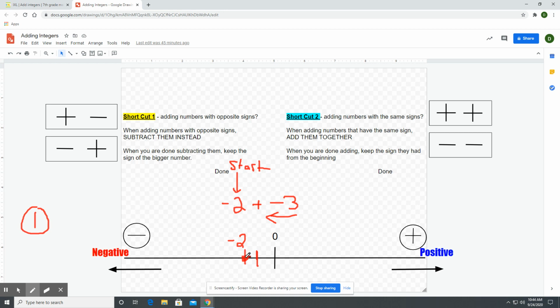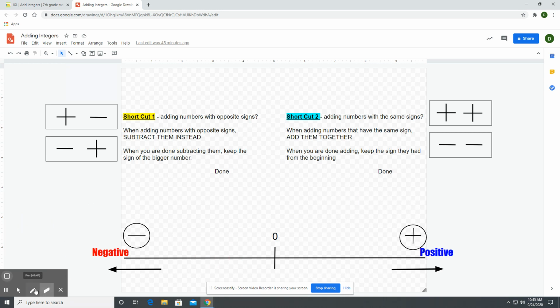Starting at -2, I'm going to go left 1, 2, 3, and see where I end up, which is at 1, 2, 3, 4, 5. So my answer to -2 plus -3 is -5. That's the number line version.